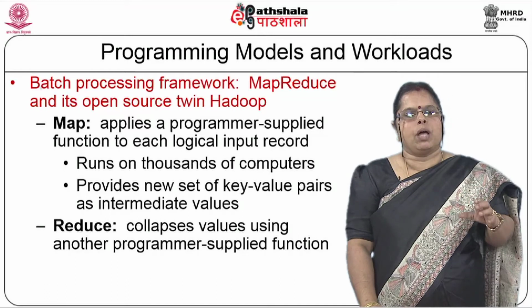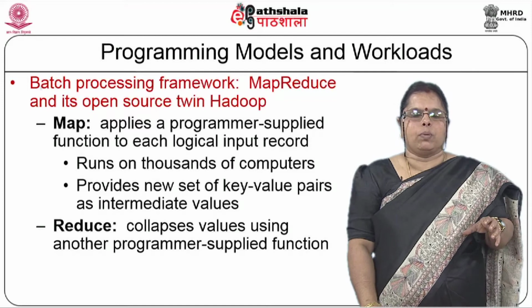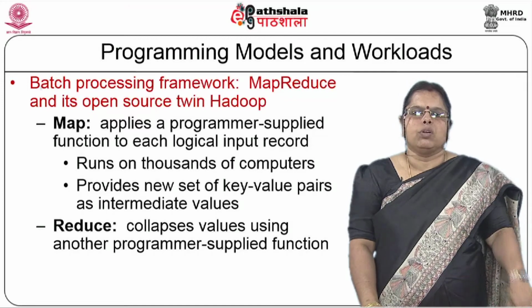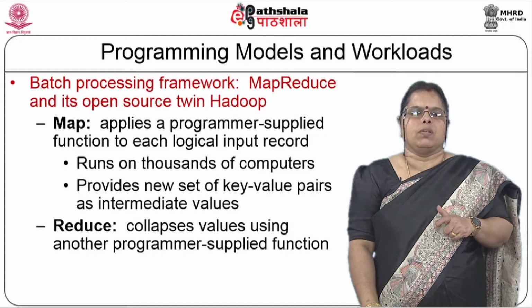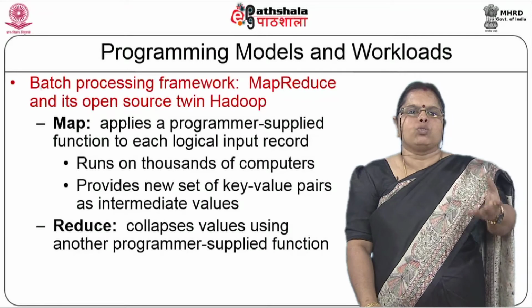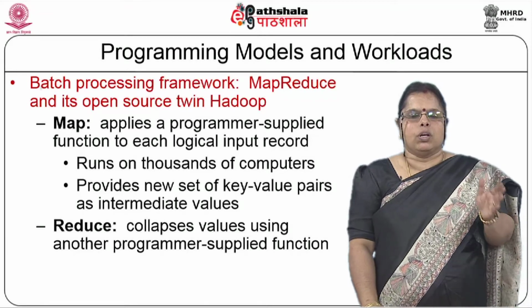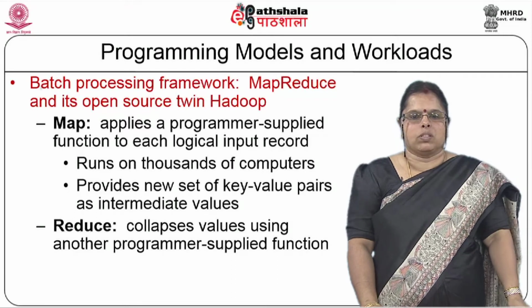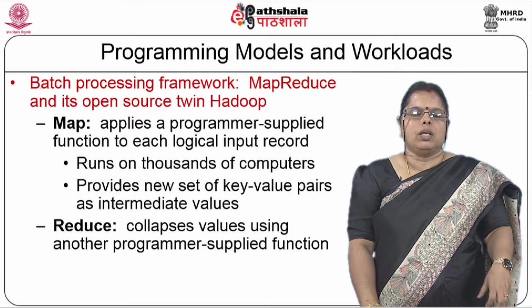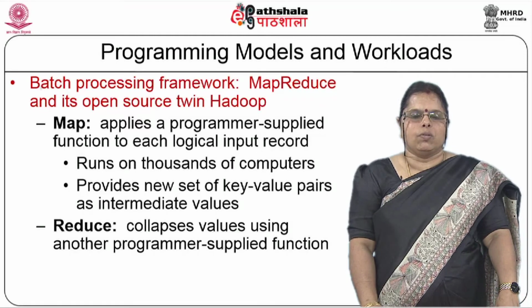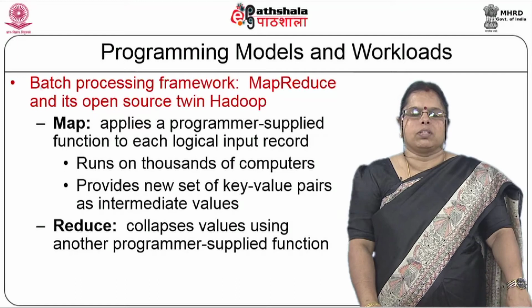So, each mapper will perform a mapping operation on the data that is given to it, and it will produce a new set of key value pairs as intermediate values. Each one of them writes onto an intermediate file which has to go to a reducer. So, the input is converted to a key value pair by the mapping process, and the reducer takes in these key value pairs and collapses values using another programmer supplied function.